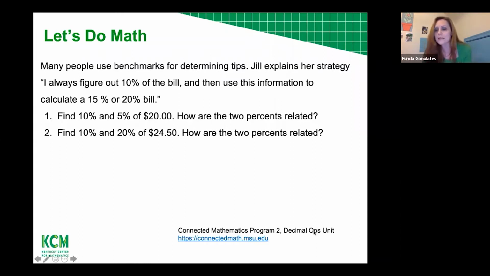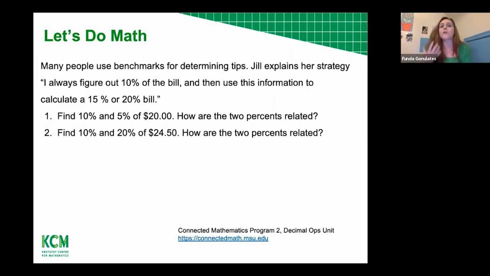So 10% is $2.45, and 20% is 2.45 times 2, approximately $5. Michelle says 10% is $2.45 and 20% is $4.90. Now think about this. Did you really calculate the 20%, or did you use the 10% information to figure out 20%? I think Jamie and Cindy wrote that we just doubled, and Michelle says I doubled 10%.